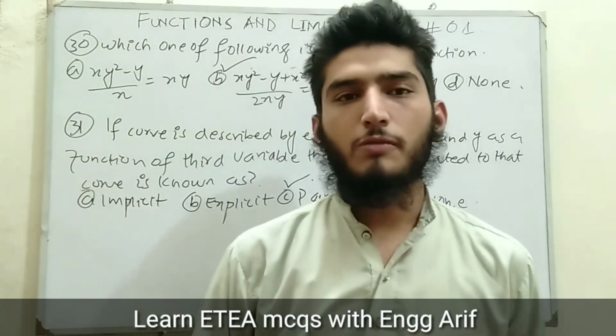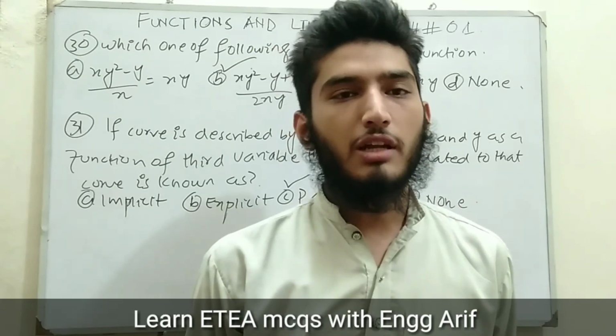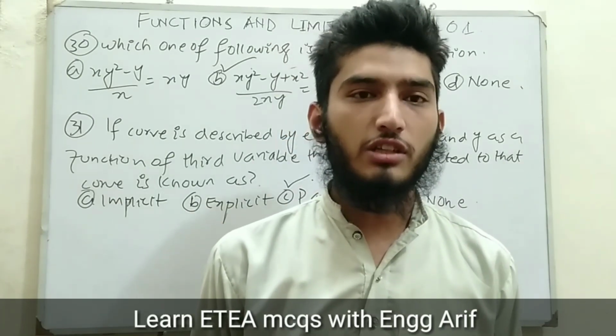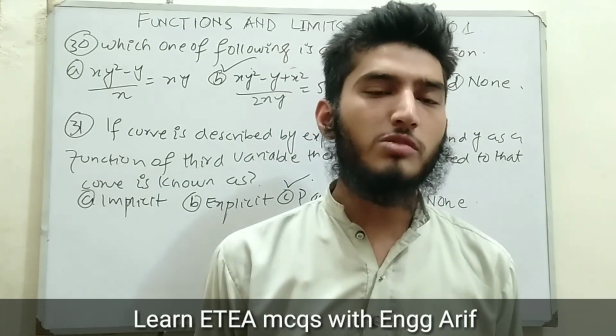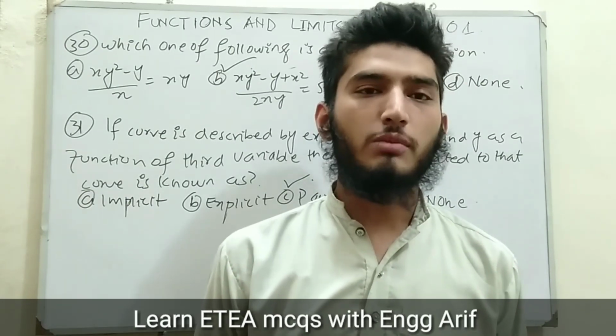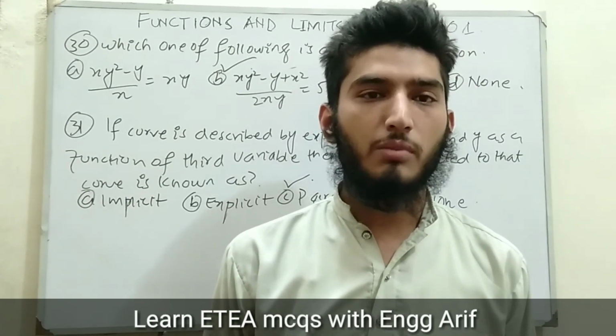So with this question, chapter number 1, function and limit, Academy series, there are only 31 MCQs in this chapter, which means chapter number 1 function and limit MCQs is completed.